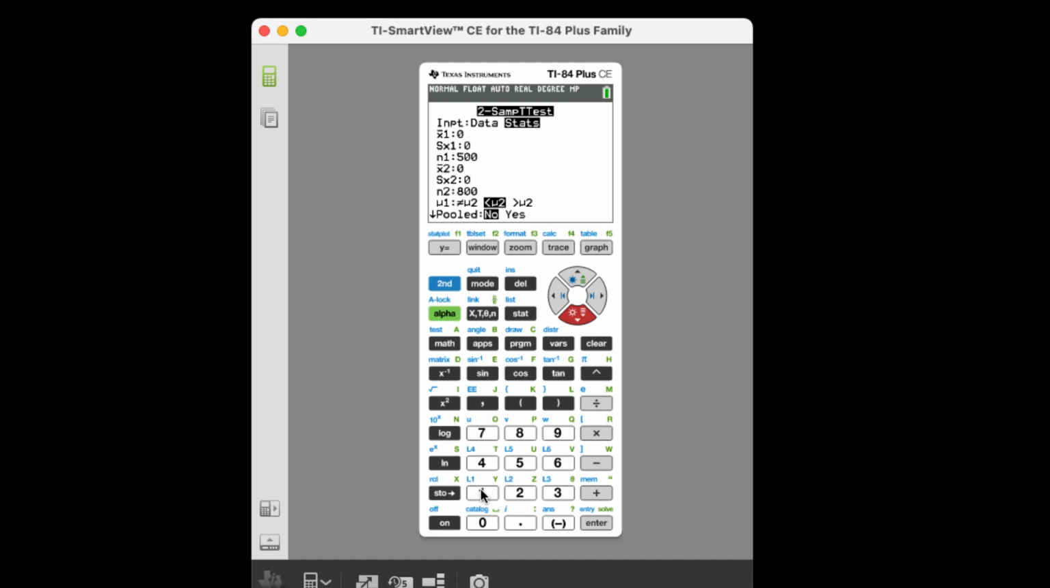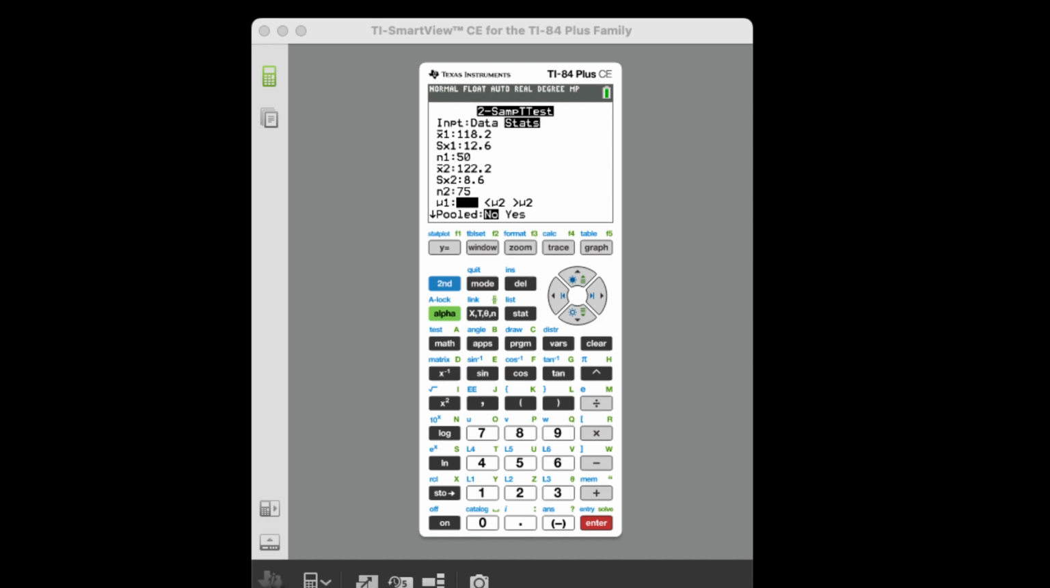Sample mean is what? 118.2. What's the sample standard deviation? 12.6. What's the sample size? 50. What's the sample mean for the second group? 122.2. This is for the women. How consistent is that? That's 8.6. What's the sample size? 75. And then, what kind of test is this? This is a two-tail test. Hit equal for two tails.